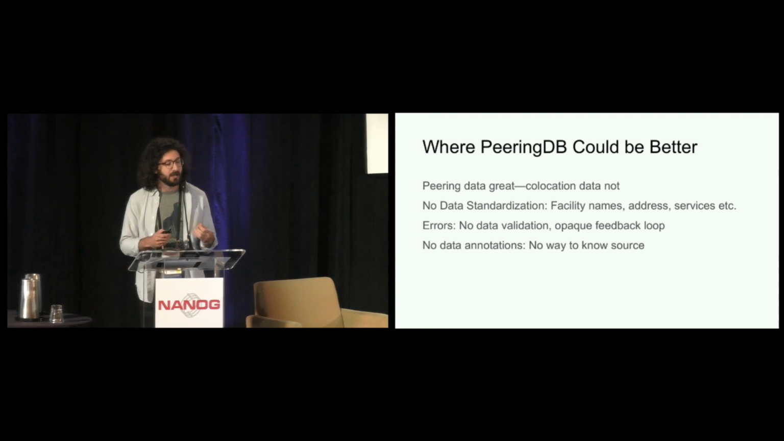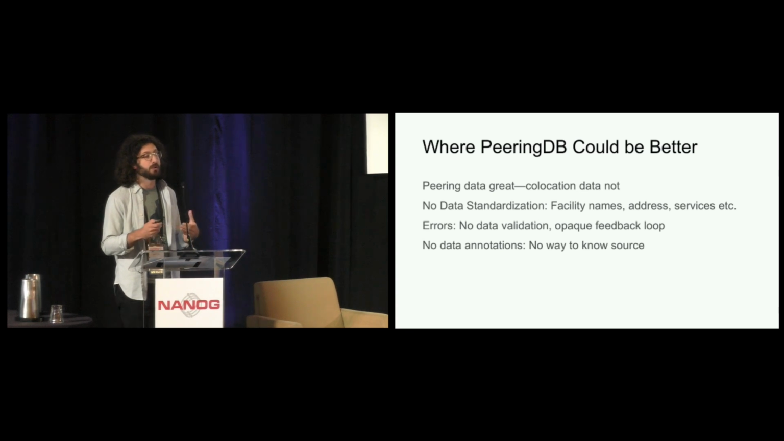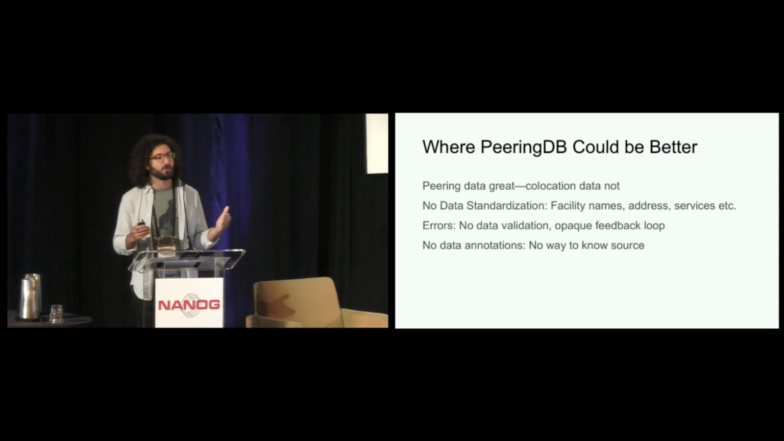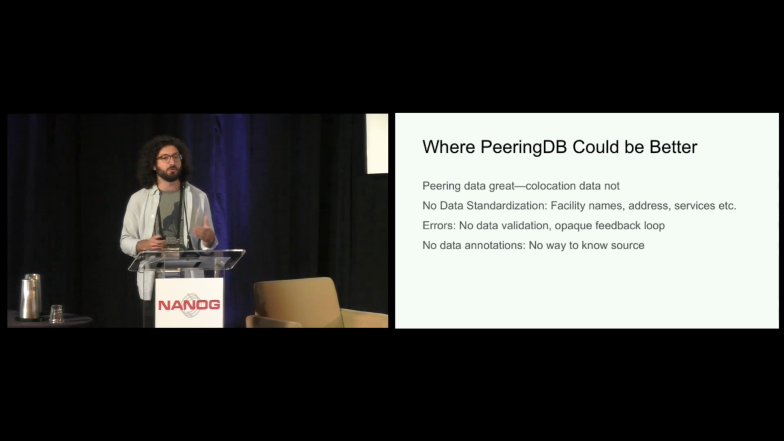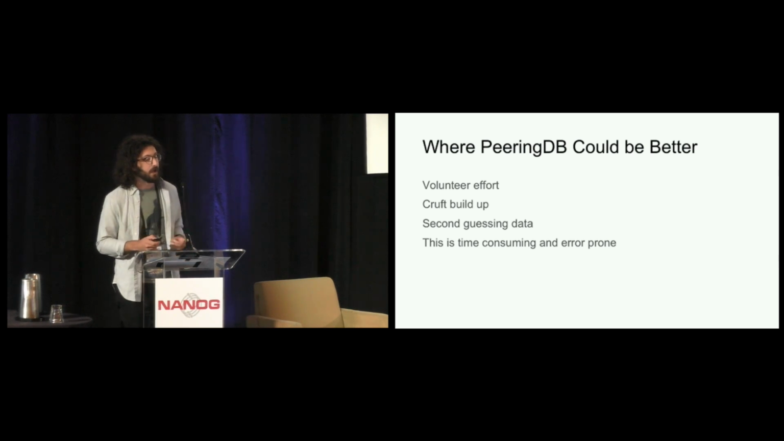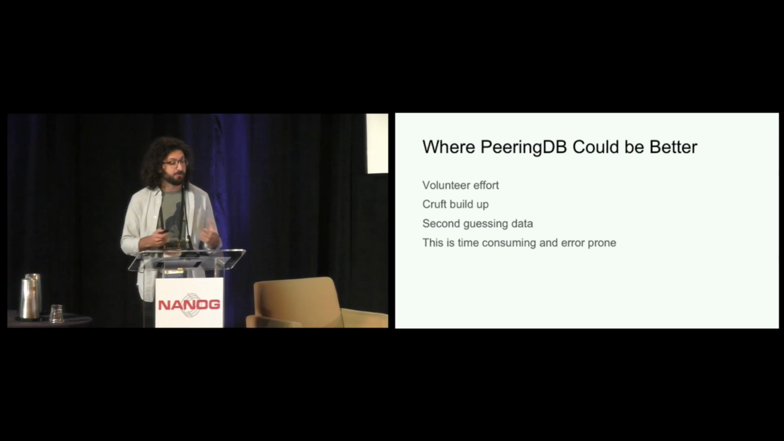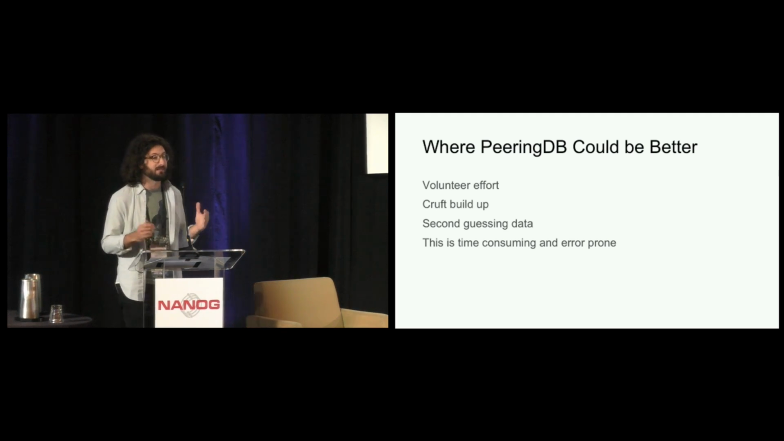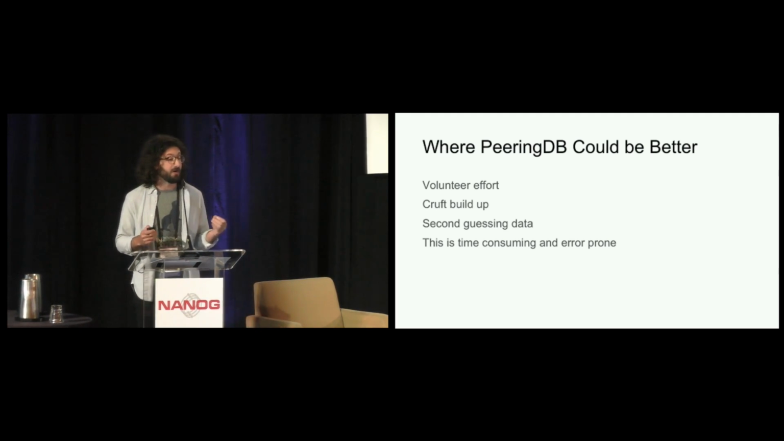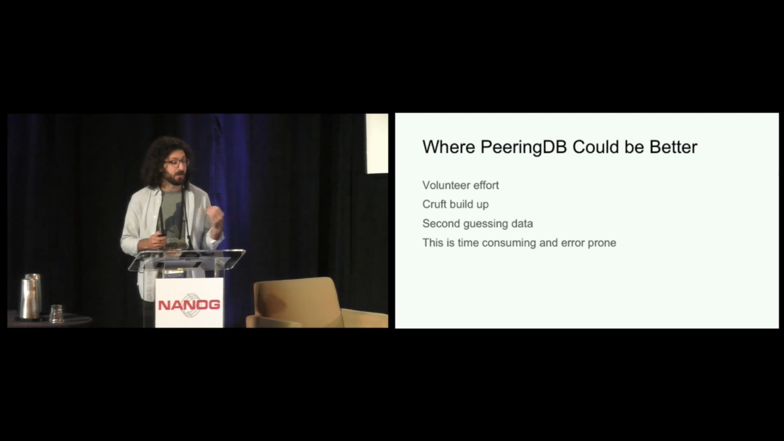There's not as much data validation, and when you're submitting changes, there can be an opaque feedback loop where you don't really know. I know Aaron was talking about getting changes approved faster, but really understanding the paper trail of some of those decisions and how conflicts were resolved. Additionally, when you're viewing PeeringDB, there isn't much of a paper trail of knowing the source and how many different sets of data contributed to what you're looking at and taking as the truth. Again, it's a volunteer effort. There can be some cruft built up, and it leads people to second-guess data, and that's the last thing you want to do when you need to make confident decisions. Over time, it becomes more and more error-prone.